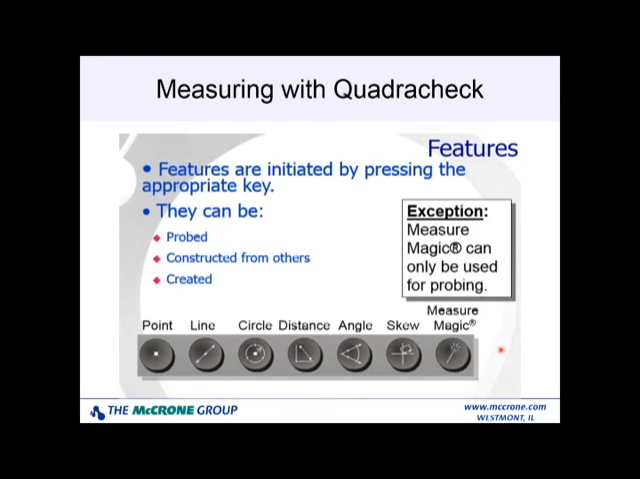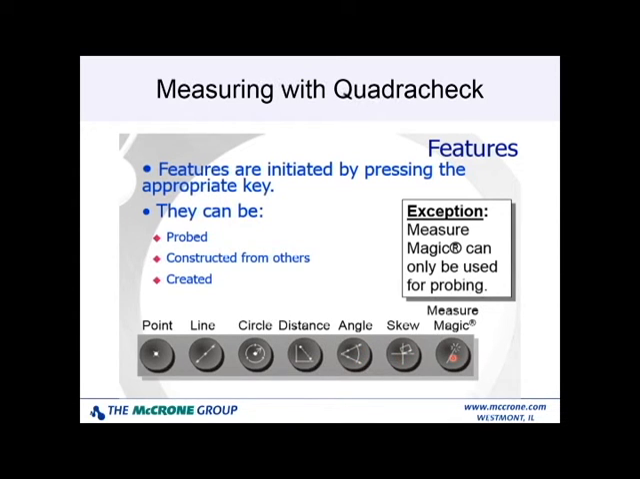You can measure many different features, probe them. You can probe a point. You can do many points together to form a line. You can determine, is it a circle? You can go point-to-point distances. You can measure angles, and of course you can skew your part.